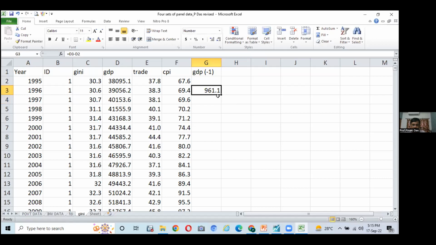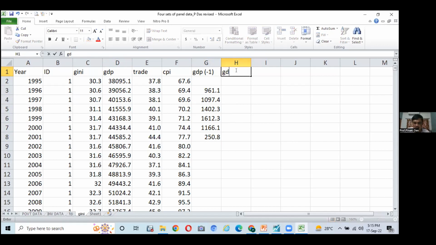Similarly, we can write this formula for all the values. Here, this is the difference between GDP of the year 1997 and its previous year 1996. This is called GDP minus 1. You can estimate GDP minus 2 in my regression model that I have already estimated. Arellano and Bond consider GDP minus 2, the second difference. What do you understand by second difference?